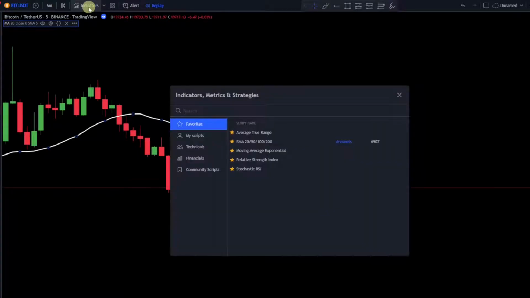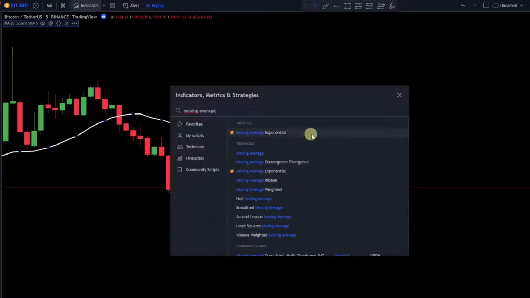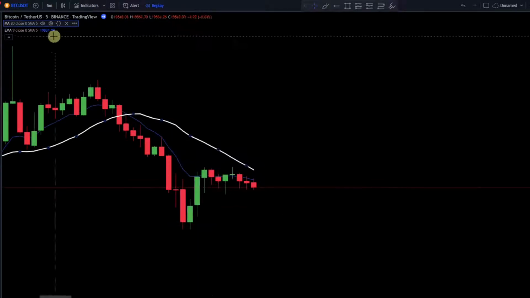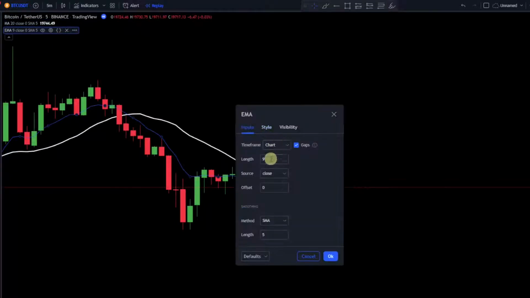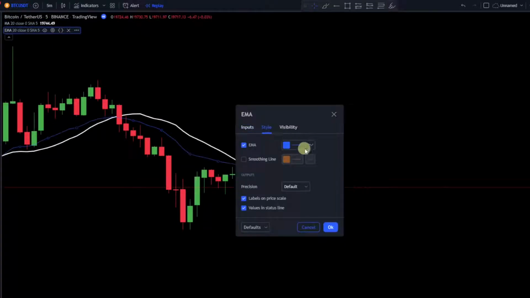Next, search for moving average exponential. We want this one. Click on the settings and change the length to 20. Go into style and make it a thick yellow line.